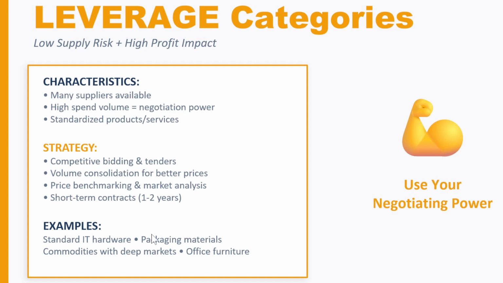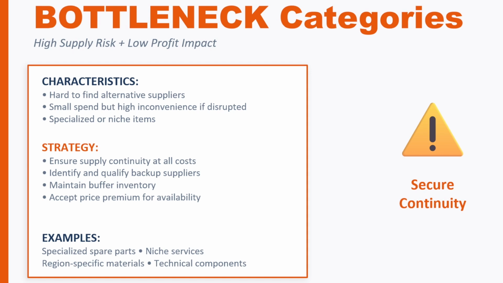What could be the example? The standard IT hardware like computers and laptops, packaging materials, commodities with deep markets, and office furniture. So in this kind of category, you need to use your negotiating power because supply is easily available. You can negotiate better. The third thing is the bottleneck category, which consists of high supply risk and low profit impact.